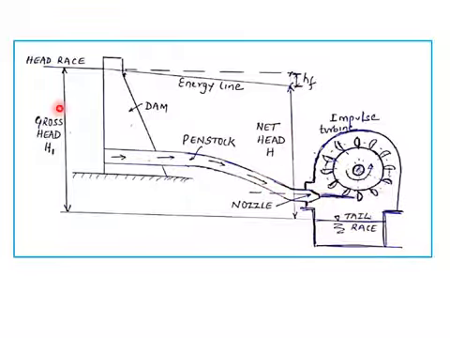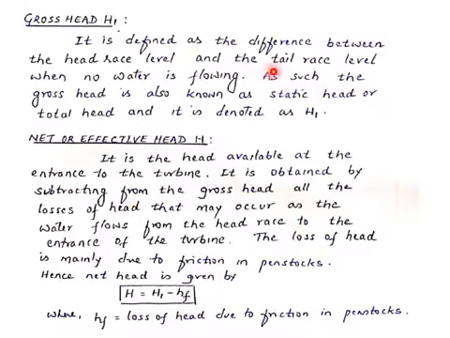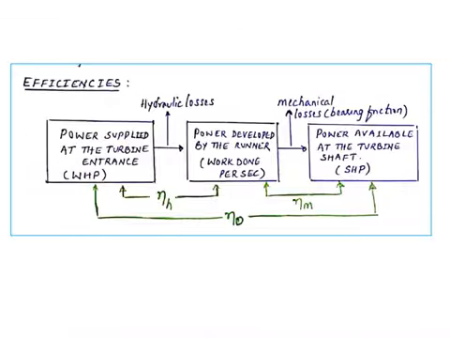So after we deduct from the gross head the head loss due to friction, then we get the net head. So henceforth, net head is gross head minus head loss due to friction. That's what we discussed here. Mainly the head loss is due to the friction in long pipelines. There are other losses which are very minimal. That's the reason why the net head is calculated from gross head minus head loss due to friction.